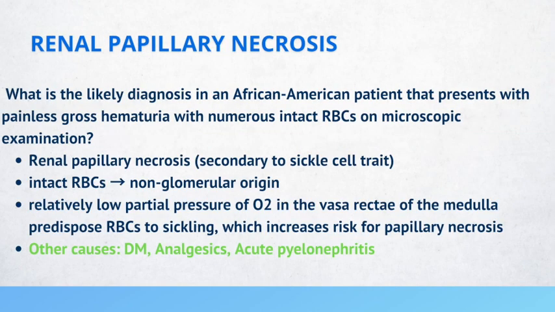What is the likely diagnosis in an African American patient that presents with painless gross hematuria with numerous intact red blood cells on microscopic exam? Renal papillary necrosis, and this is typically secondary to the sickle cell trait. So these patients have intact red blood cells because it's not of glomerular origin.